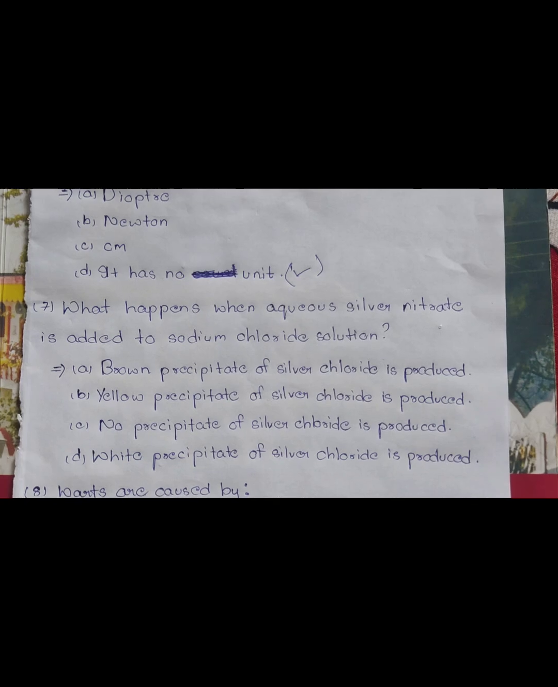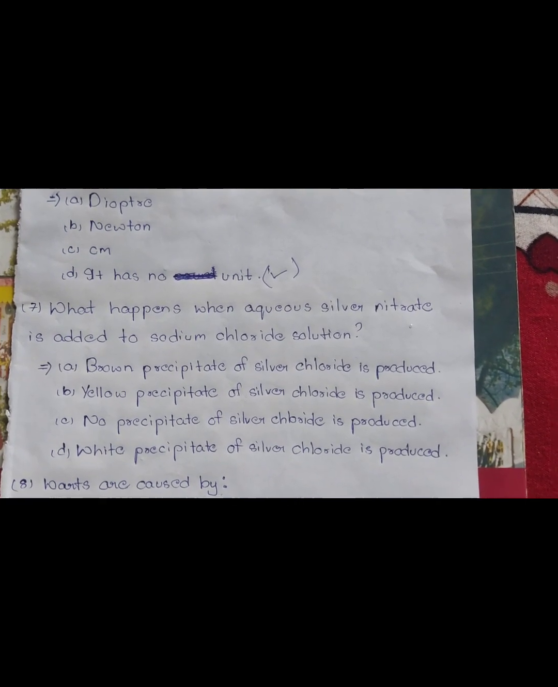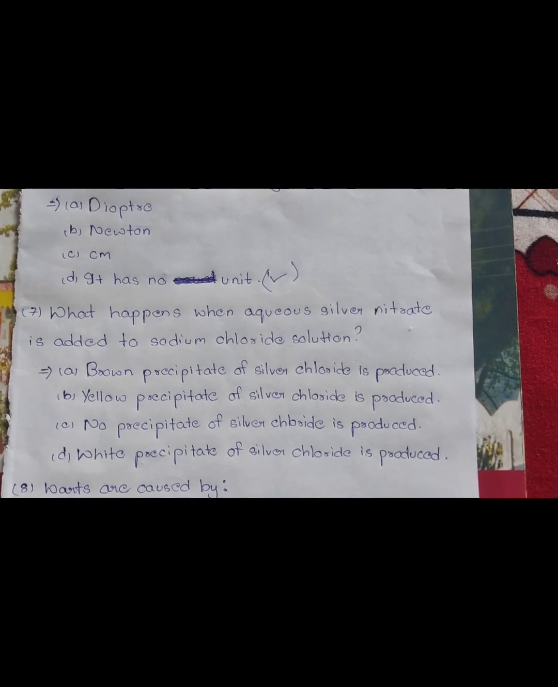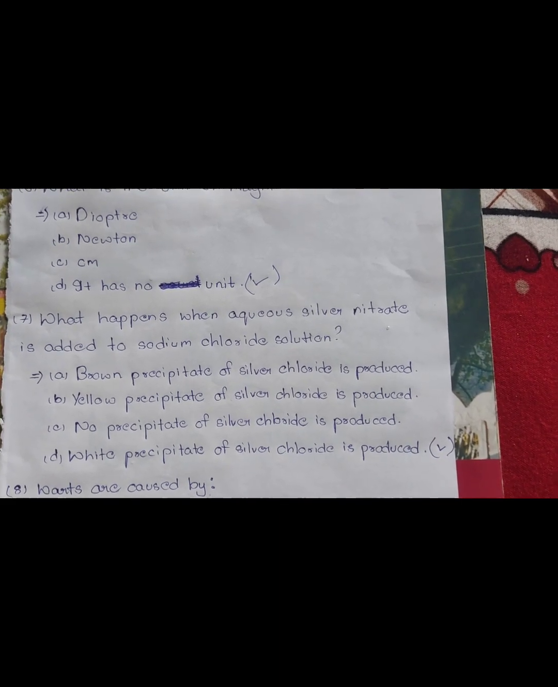Next question, what happens when aqueous silver nitrate is added to sodium chloride solutions? Option A, brown precipitation of silver chloride is produced. Option B, yellow precipitation of silver chloride is produced. Option C, no precipitation of silver chloride is produced. Option D, white precipitate of silver chloride is produced. So the right answer is option D, white precipitate of silver chloride is produced.